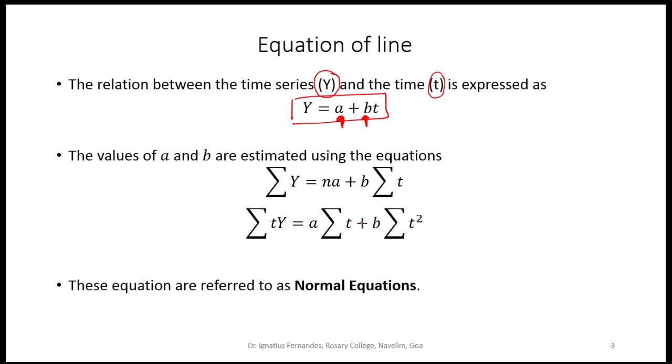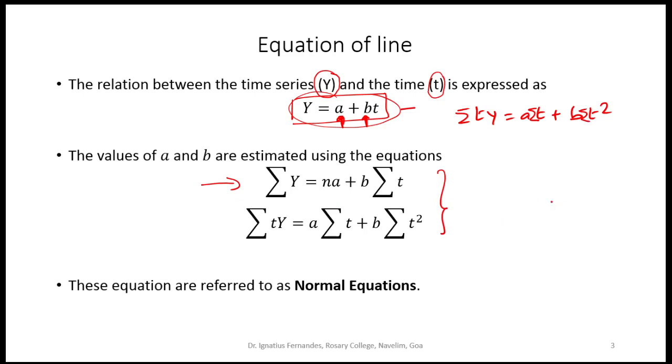Now for the sake of remembering, if I just take the summation throughout the equation of the line that we wrote here, we get the first equation. And if you multiply this equation throughout by t, I get t into y equals a times t plus b into t square. Then I take the summation: the summation of ty equals a, which is a constant so you can keep it out, times summation t, plus b into summation of t square. So for the sake of remembering, you can remember these two equations in that form.